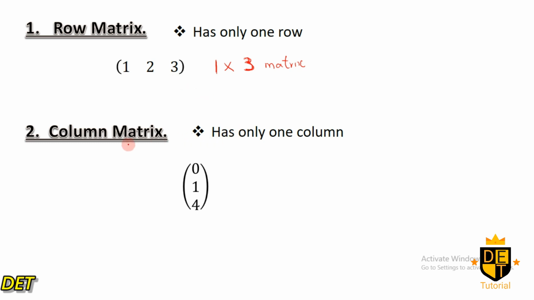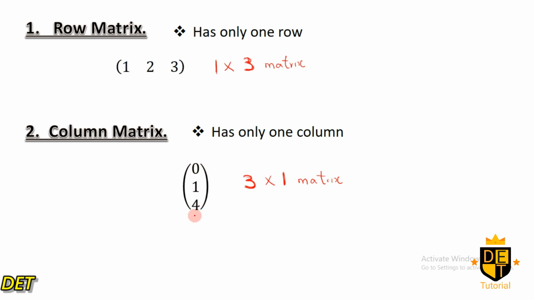Alright. Then this column matrix, this matrix that you're seeing here, is an example of a 3 by 1 matrix. And what does that mean? It means that this matrix has 3 rows, then 1 column. And that is why it is a column matrix. It is a column matrix because it has only 1 column. And this is the 1 column that it has.